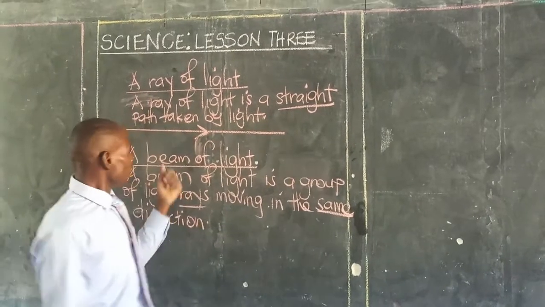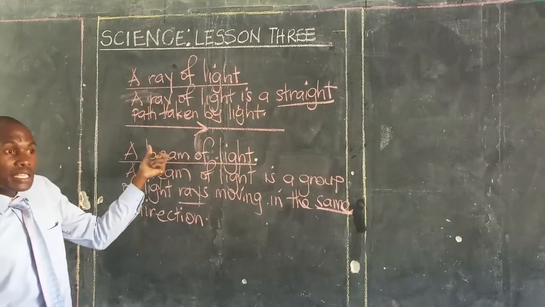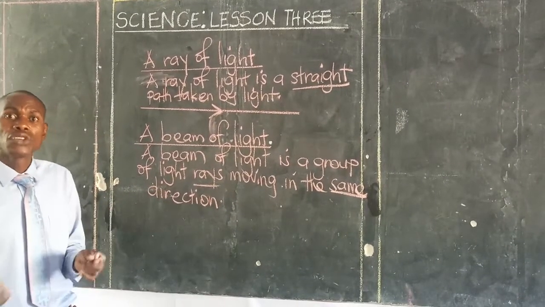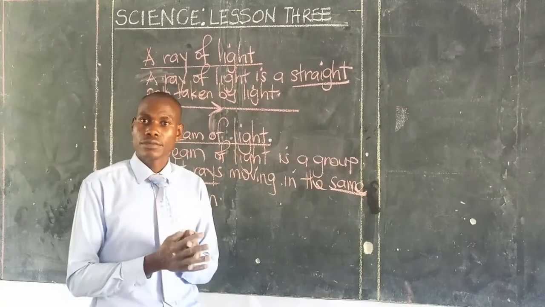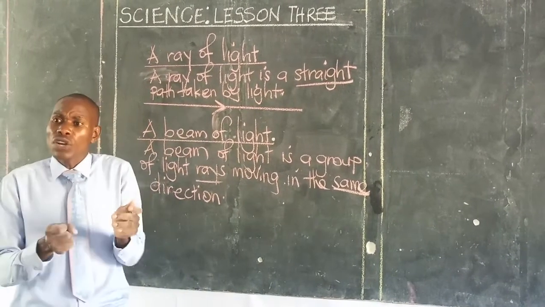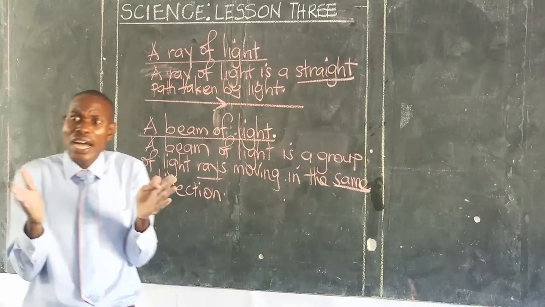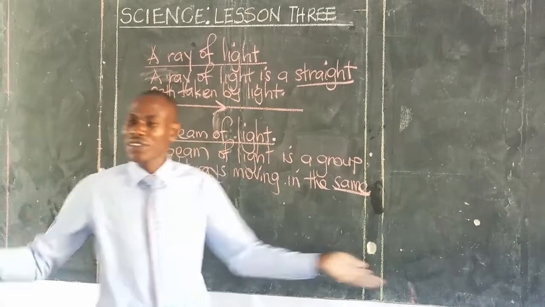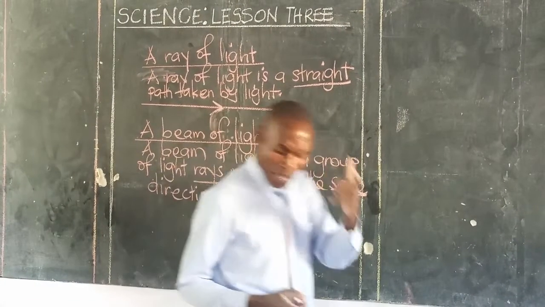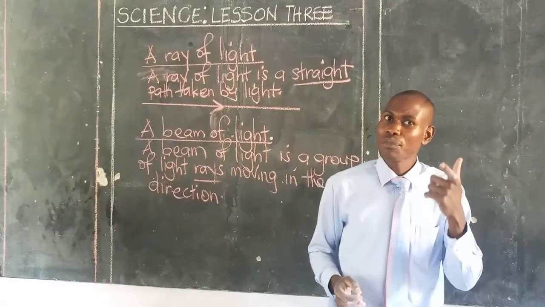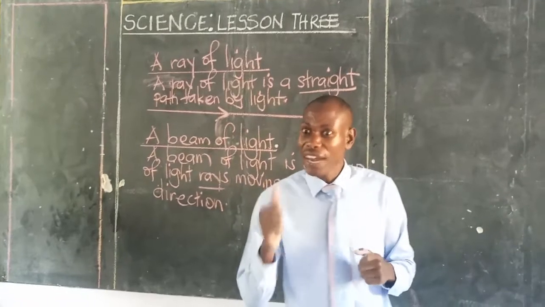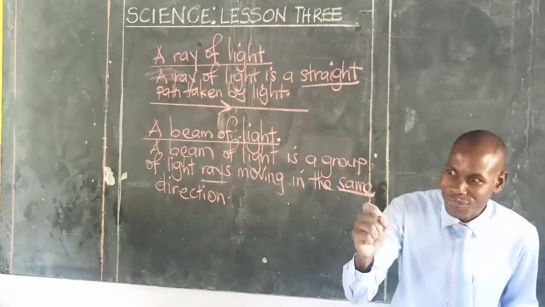Now, beams of light can be categorized. They can be categorized according to the direction to which they are moving, and also according to the way they are moving. Are we together, boys and girls? Yes. Now, we have got 3 types of beams.